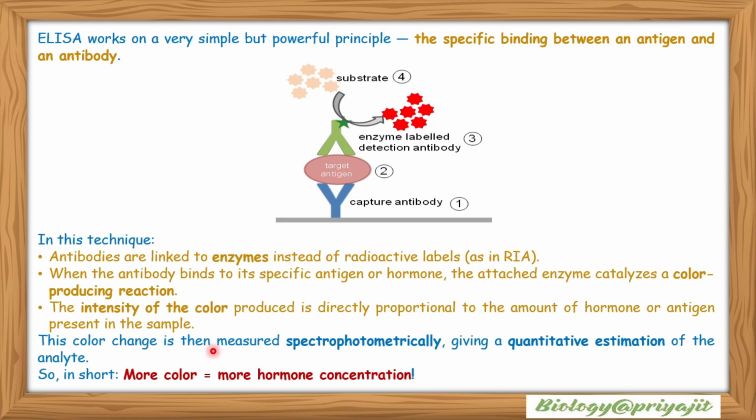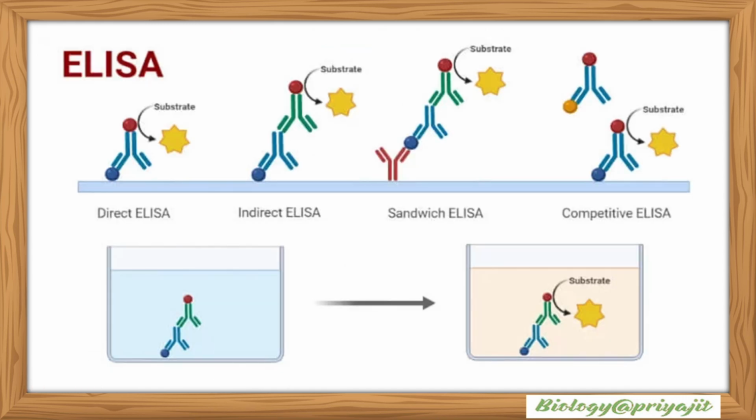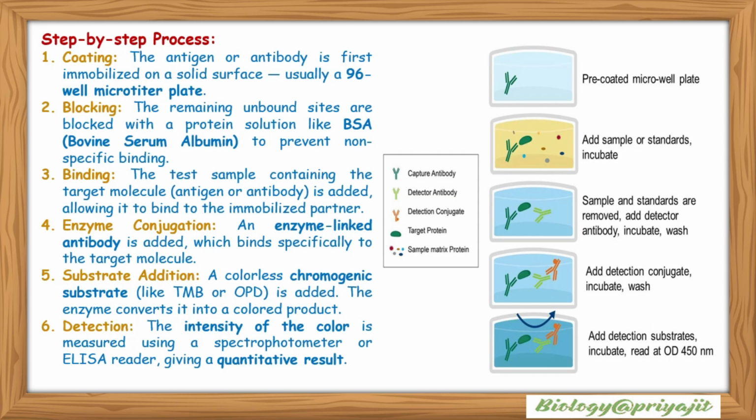The color change is then measured spectrophotometrically, giving a quantitative estimation of the analyte. So in short, we can say that more color is equivalent to more hormone concentration. This is the image showing different types of ELISA like direct ELISA, indirect ELISA, sandwich ELISA and comparative ELISA. We'll study in detail about all the types of ELISA.